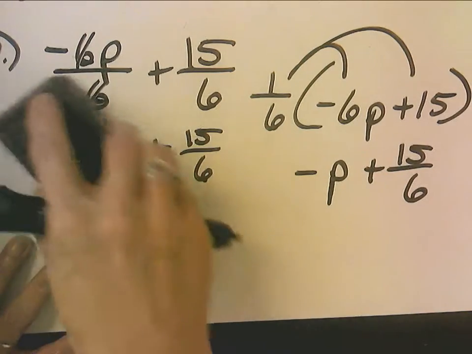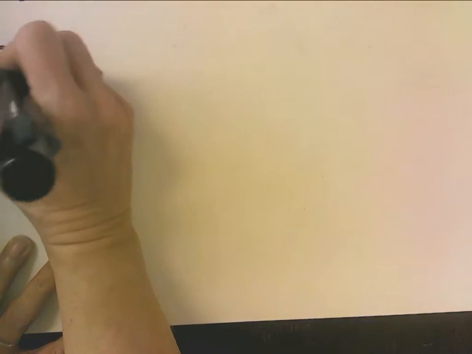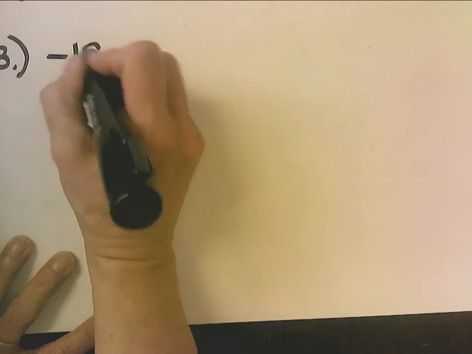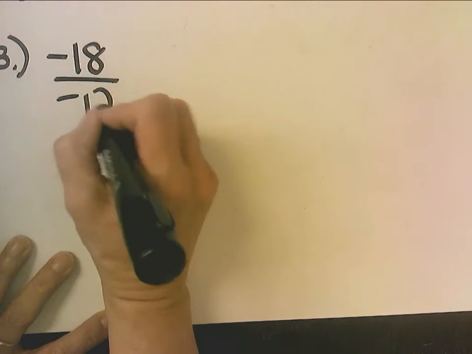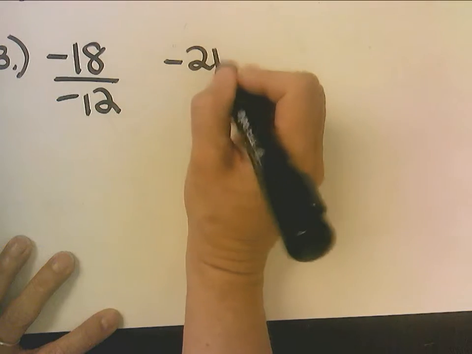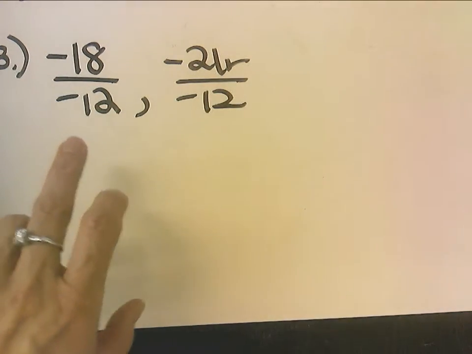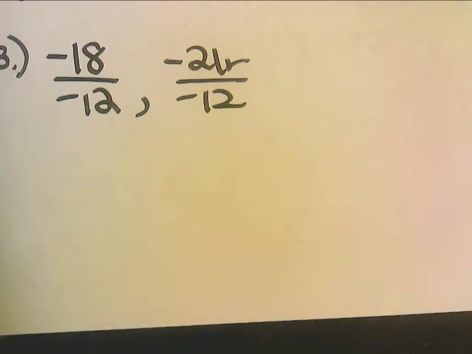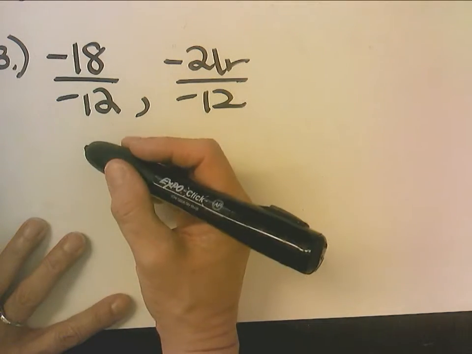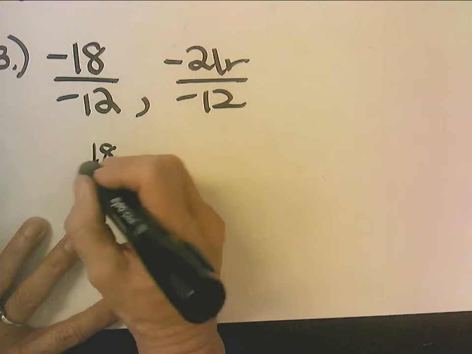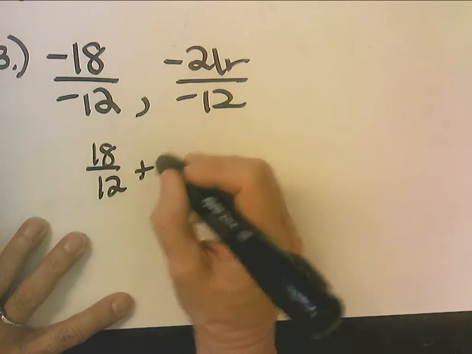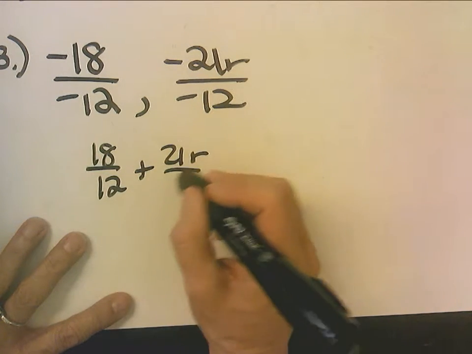Okay, now I'm going to do number 3. So I'm going to rewrite it as negative 18 over negative 12 and negative 21r over negative 12. Right away I notice it's a negative over negative, a negative over negative. My final answer is going to be positive. So first I'm going to make this 18/12 plus 21r over 12.